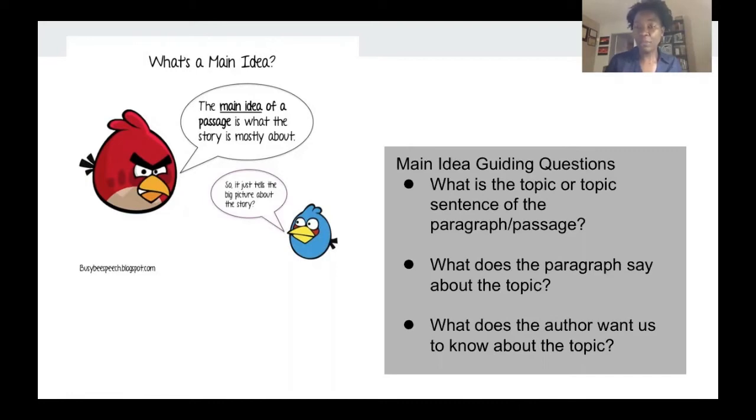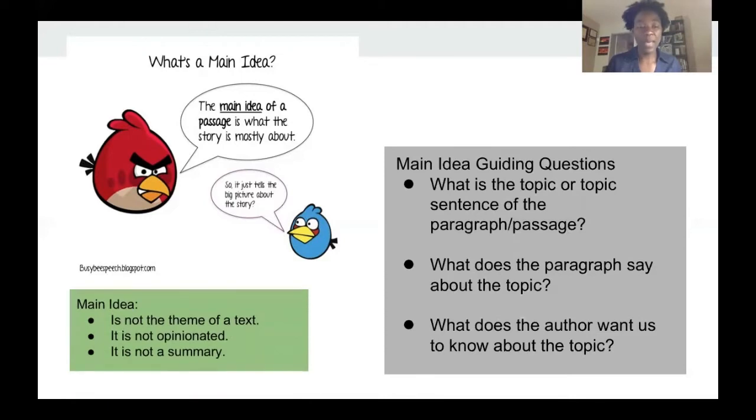When we look at the first question, boys and girls, it says, what is the topic or topic sentence of the paragraph or passage? Once we have identified that, then we read through each paragraph to identify the supporting details that will also help us to make inference as to what the author wants us to know about the topic. We also have, boys and girls, what main idea is not.